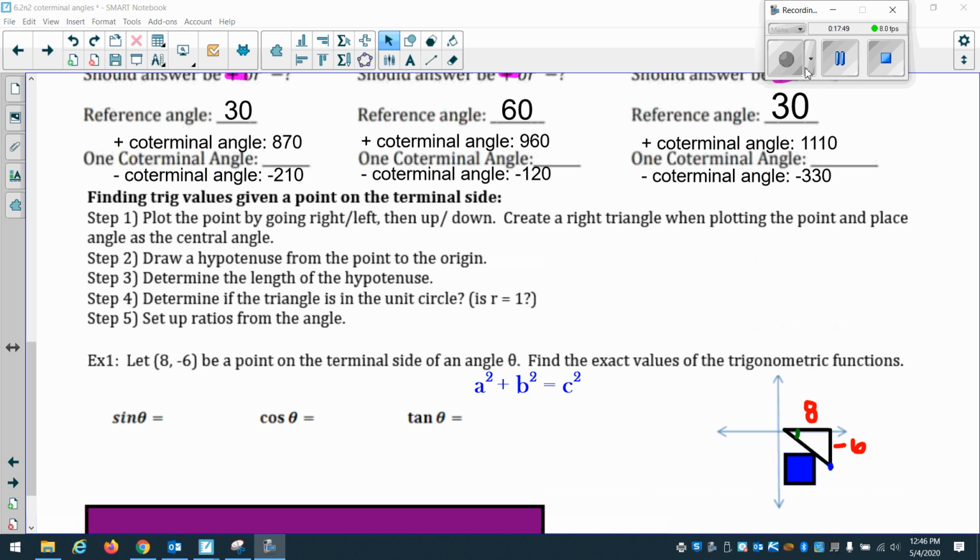Okay, the next point here is probably another refresher for you guys when you are given a point on the terminal side, so where it ends.